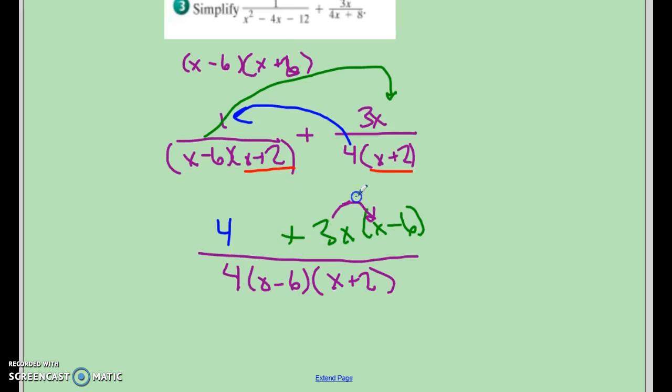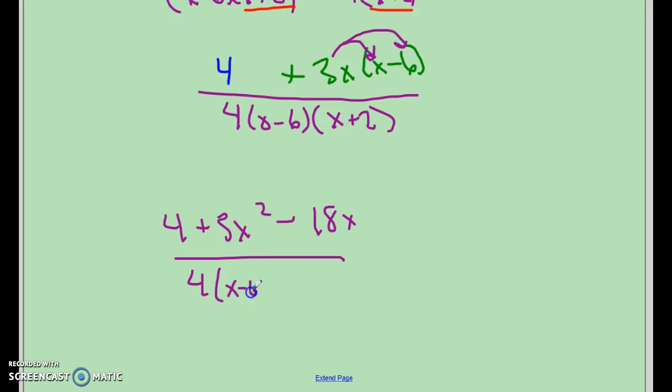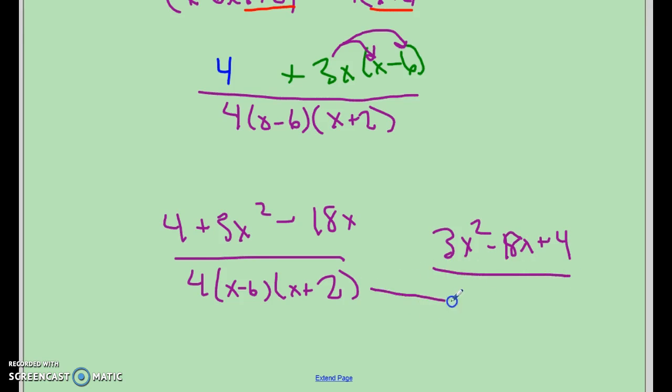I'm going to distribute here. So then I have 4 plus 3x times x is 3x squared minus, because there's a subtraction here, 18x over my denominator, which was 4 times x minus 6 times x plus 2. And I can go ahead and rewrite this in the most standard form, which is going to be my 3x squared, because it has the biggest exponent, minus 18x plus 4. And then my denominator just stays the same.